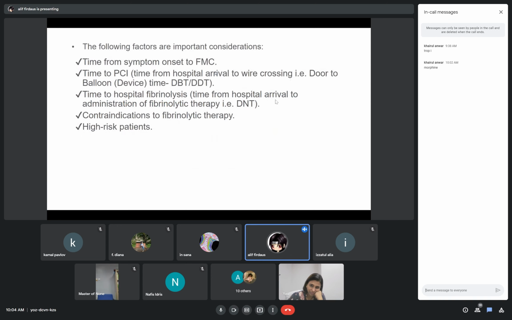Okay. So, the thing we need to consider: time from symptom onset to FMC. FMC ni first medical contact, the first medical staff yang see the patient. Time to PCI, time from hospital arrival to wire crossing. This is called door to balloon time. And time to hospital fibrinolysis, time from hospital arrival to administration of fibrinolytic, DNT. And the contraindications of fibrinolytic therapy and the high risk patients.